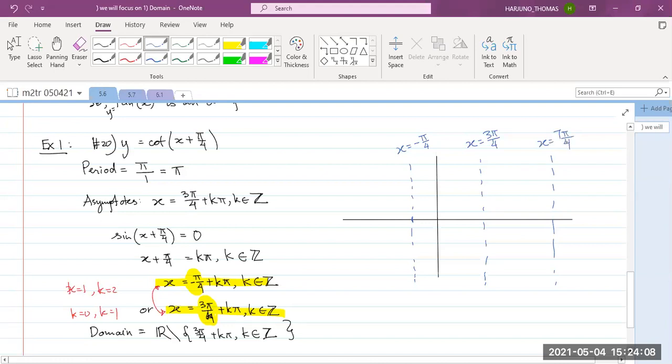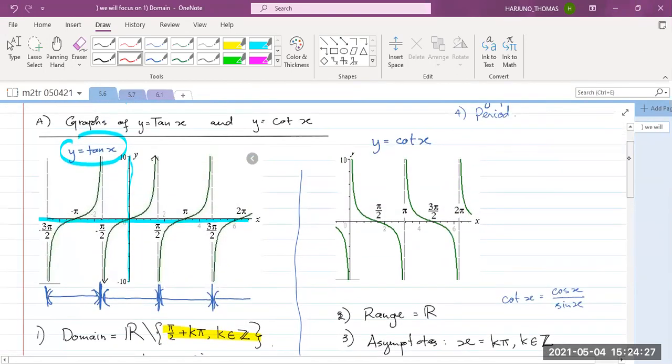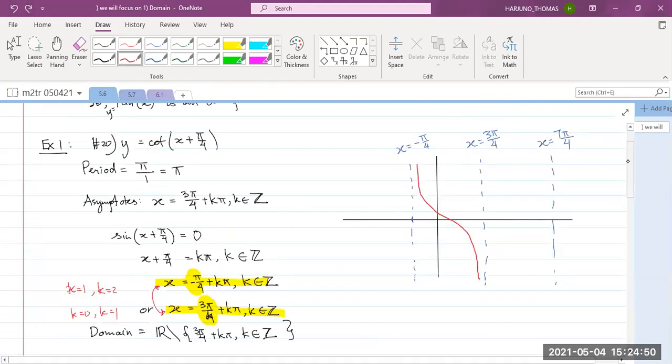Now for the graph of cotangent, the graph looks like this, from the top left to bottom right. You see that? So these asymptotes here, originally at the y-axis, you shift that pi over 4 to the left. So that's approximately what the graph looks like.